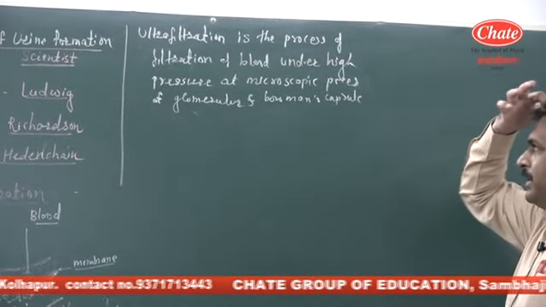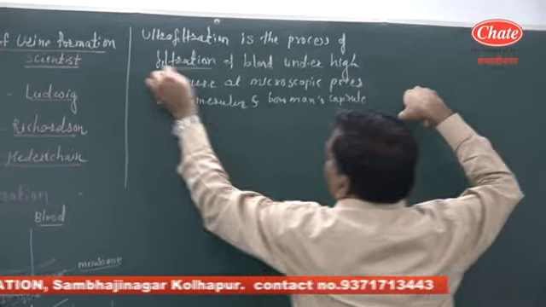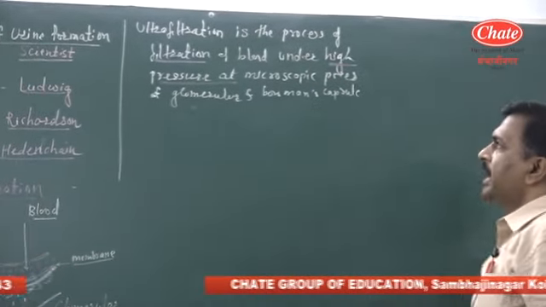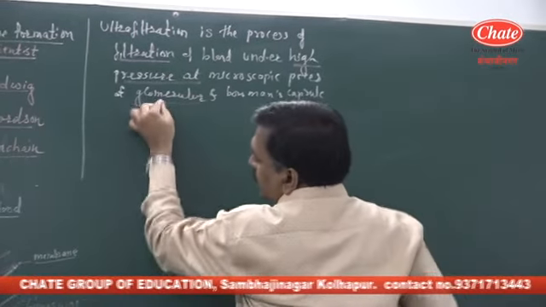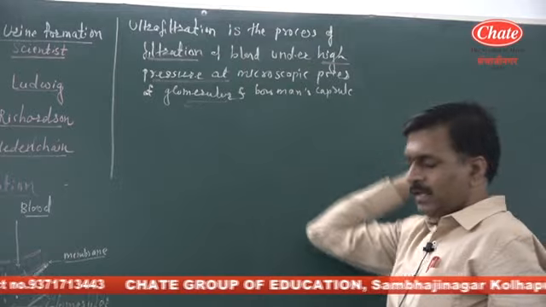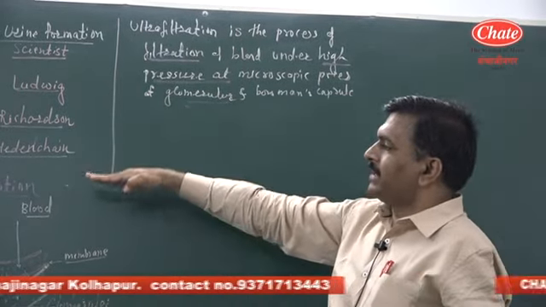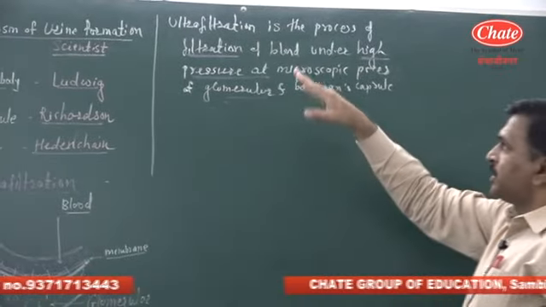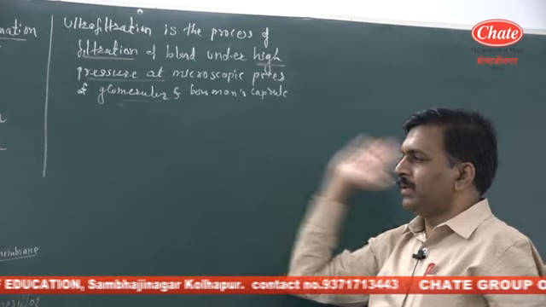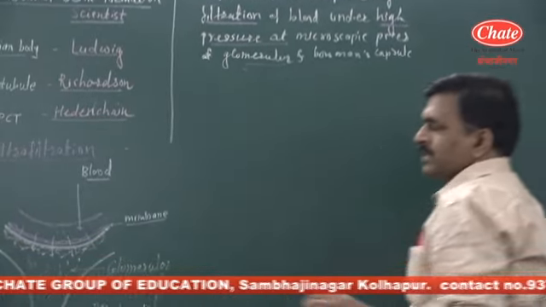So in simple words, ultrafiltration is the process of filtration under high pressure at the microscopic pores of the glomerulus. This is the definition of ultrafiltration. In simple words, ultrafiltration is the filtration of blood under high pressure at the microscopic level of the glomerular capillaries and the visceral layer of Bowman's capsule.